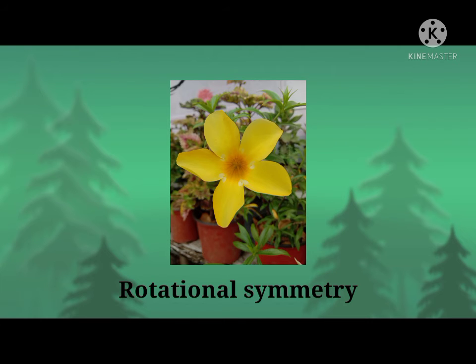Rotational symmetry, also known as radial symmetry in biology. Objects show this kind of symmetry when their identical parts are consistently arranged around a central axis, and the pattern looks the same after a certain amount of rotations.